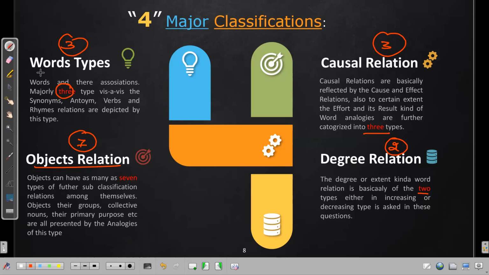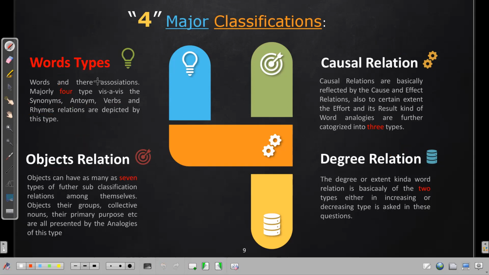I think in the vocabulary class also, if you watched the video, I stressed that word-type analogies are mostly from the vocabulary section. So they are from synonyms, antonyms, verbs and rhymes. So basically let's look at them.